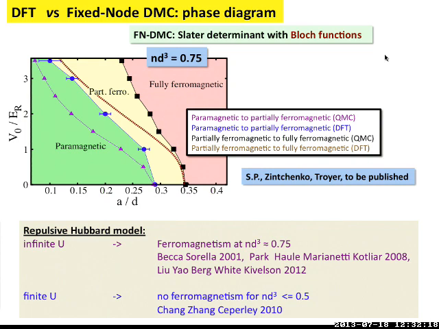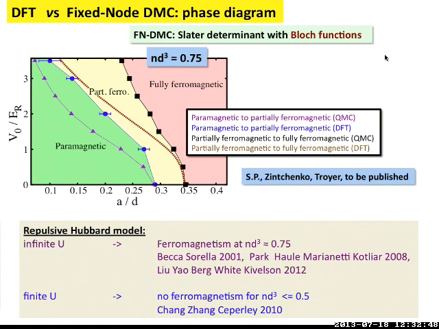And here you see three phases: the trivial paramagnetic phase, a region where the system is partially ferromagnetic, and then the region where it is fully polarized. The QMC results are the blue ones here and the black ones here. And you see that also in QMC, it seems that adding a periodic potential favors ferromagnetism. Where is the LDA, LSDA prediction?